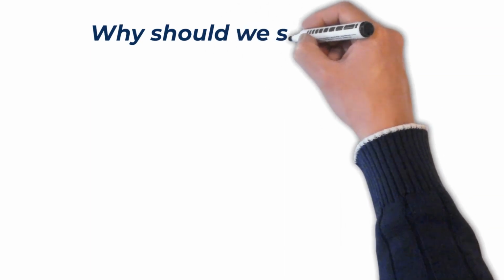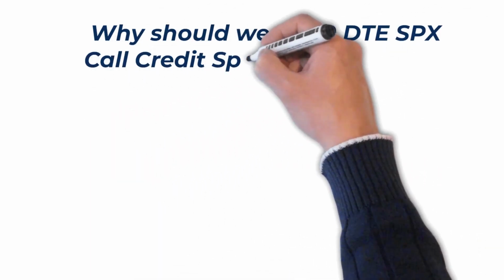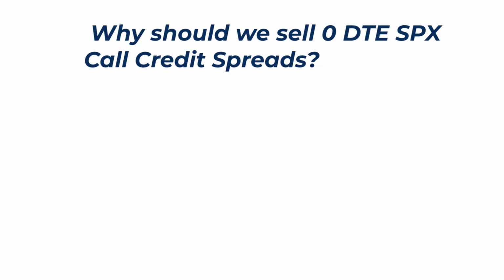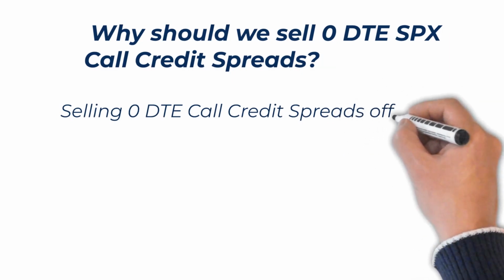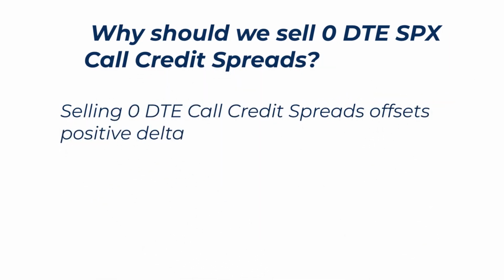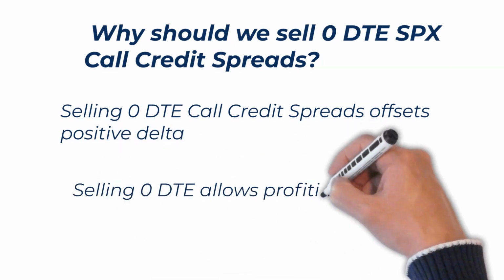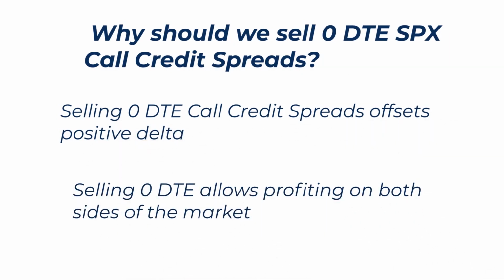Why sell 0 DTE SPX call credit spread options? If you follow the channel, then you know for the most part, I have been selling 0 DTE SPX call credit spreads. There are a couple of key reasons for this, and all of them are centered around limiting risk and maximizing profits. Selling 0 DTE call credit spreads offsets the positive delta in the rest of my portfolio. So, in turn, selling those 0 DTE spreads allows trading and profiting on both sides of the market.